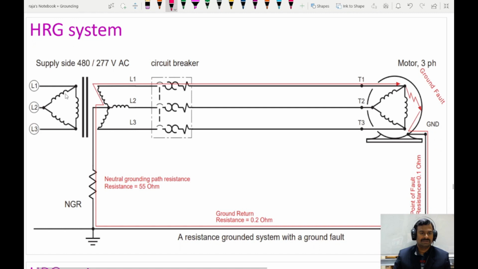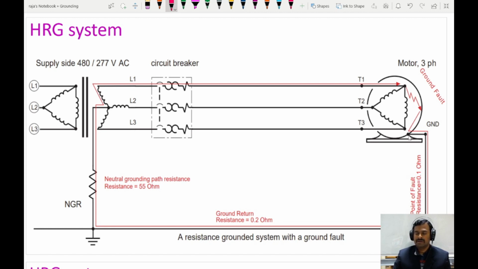Here you can see the system, a three-phase system. The neutral point is connected to the earth potential point with the NGR, which is a neutral grounding resistor. And on the other side, on the equipment side, the equipment grounding is also done here. So the typical values of the resistance are shown here.